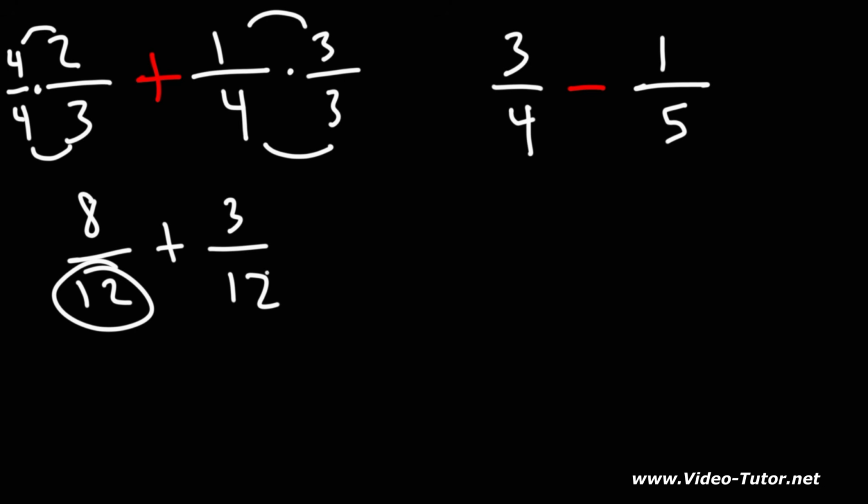Now that we have the same denominator, we can add the numerators of the two fractions. 8 plus 3 is 11, so we're going to get 11 over 12. That's the answer for the first problem.